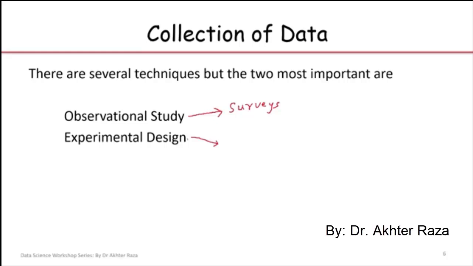This is a very expensive technique. In most scientific research, we have to collect the data by using the experimental design. And most of the time, social science data can be collected with the help of observational studies. I am giving you a very simple example of collecting.